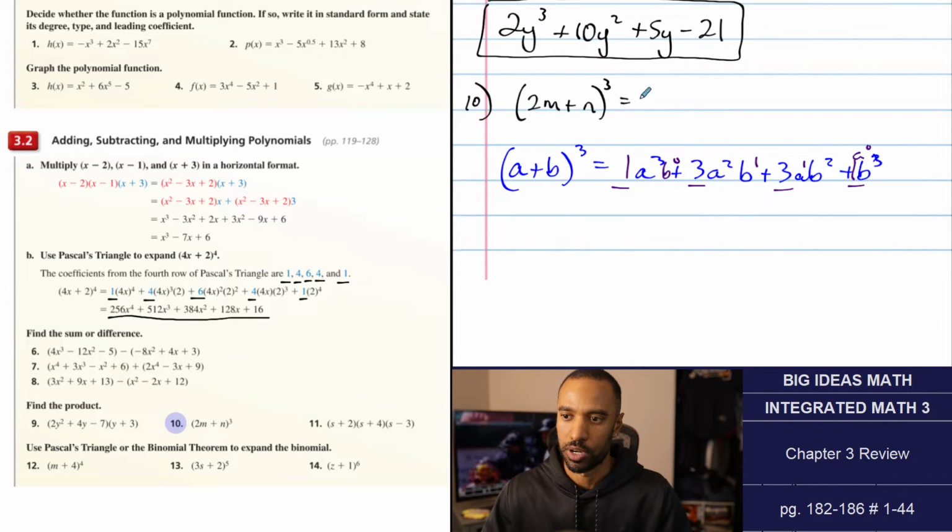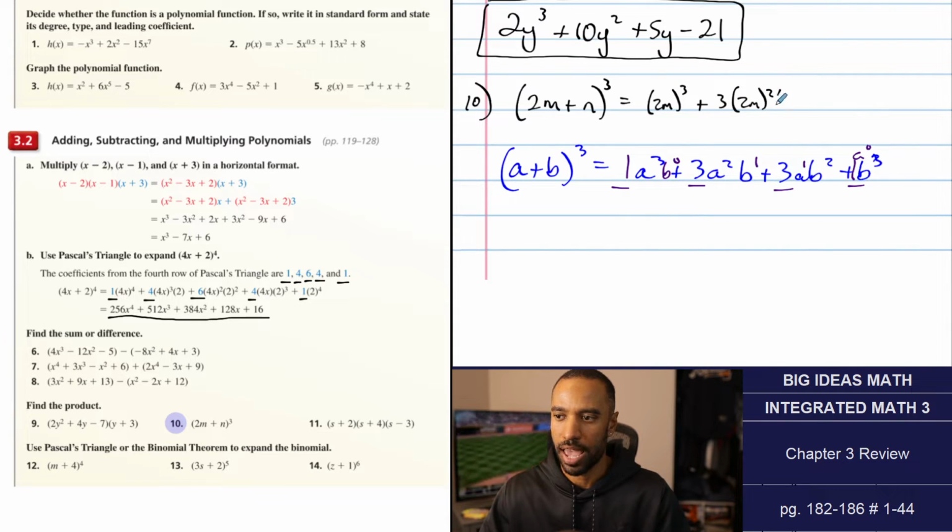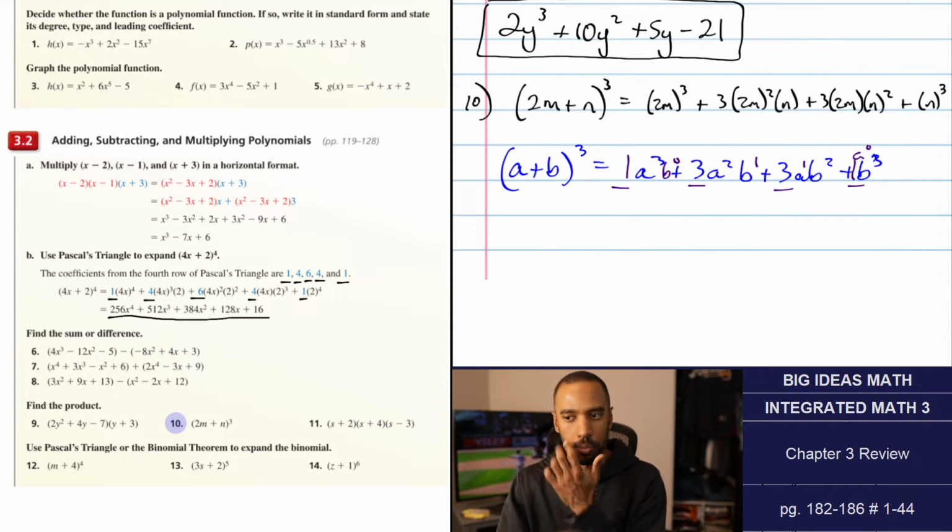So let's go ahead and give this one a shot. 1a cubed times b to the 0 is just 2m cubed. That's your first term. Now 3 multiplies with 2m squared and n to the first power. And then 3 multiplies with 2m to the first power and n squared. And then n gets cubed here. That's not the end. We got to do more simplification.